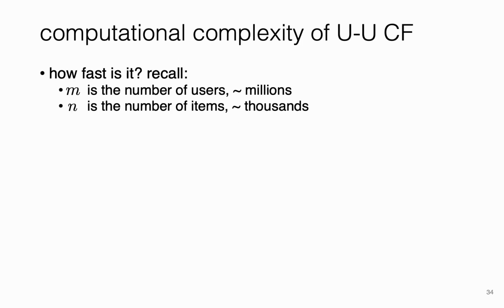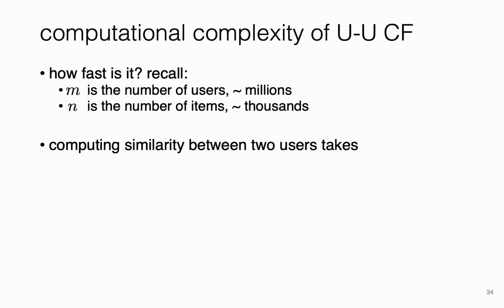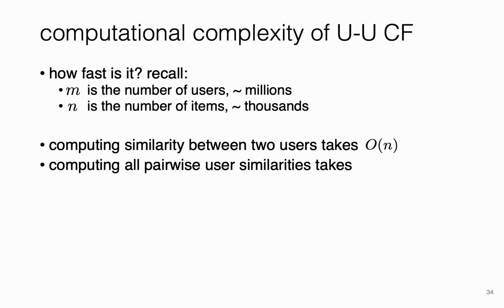Before concluding the discussion on user-to-user collaborative filtering, we make some notes on its computational complexity and sketch some optimization ideas. We measure in terms of the number of users m and the number of items n. The former is typically in the order of millions, while the latter is in the order of thousands. So, computing the similarity between two users is order n, as we need to compare at most n items. Computing all pairwise similarities takes m squared as much time, giving us an order of n times m squared.